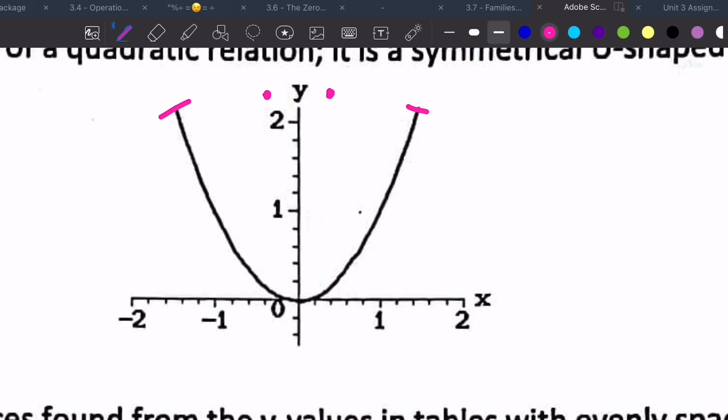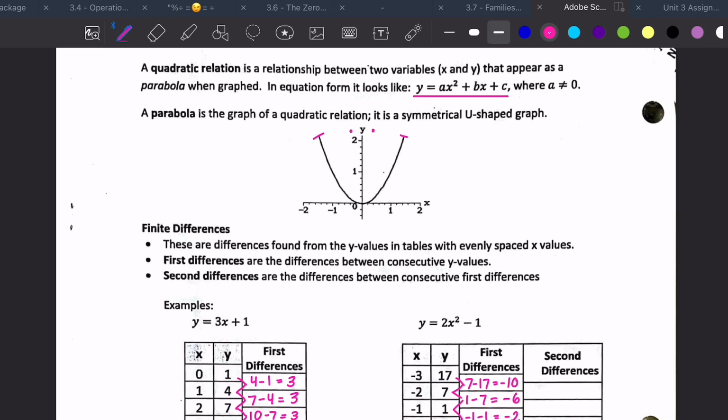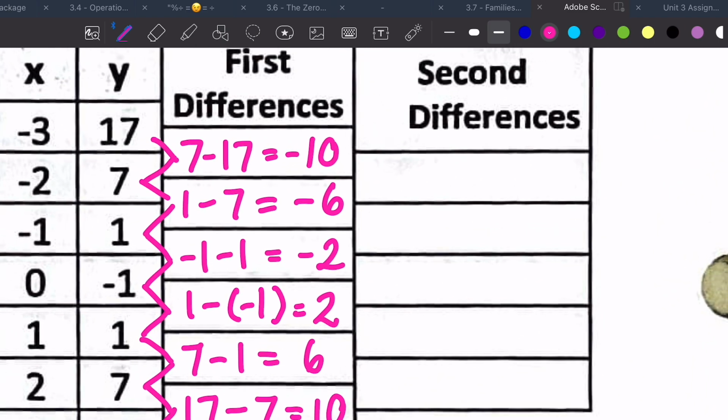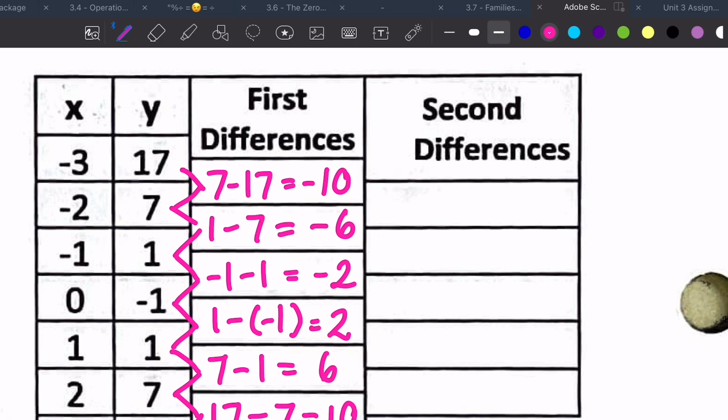If you look at this parabola, see how it's mirrored on each side? That's the idea, that you'll have that symmetrical line. So you'll have the same points, just different signs, right? So now, okay, if I'm doing the second differences, negative 6 minus negative 10 is what?